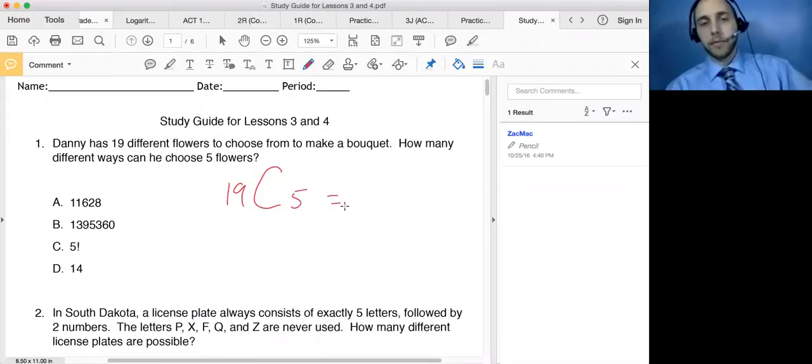So we do that. 19 C 5, 19 choose 5, and you should get 11,628, which is letter A.